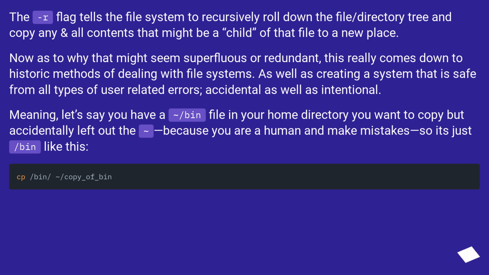The R flag tells the file system to recursively roll down the file/directory tree and copy any and all contents that might be a child of that file to a new place. Now, as to why that might seem superfluous or redundant, this really comes down to historic methods of dealing with file systems, as well as creating a system that is safe from all types of user-related errors, accidental as well as intentional. Meaning, let's say you have a /bin file in your home directory you want to copy but accidentally left out the R because you are a human and make mistakes, so it's just /bin like this.